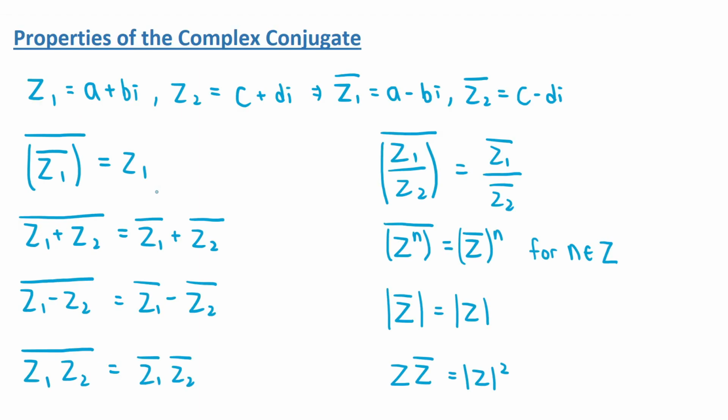So to recap, here are all the properties of the complex conjugate that we went over in this video. If you take the conjugate of a complex number twice, the result is the original complex number. There is one for each of the 4 basic operations, as well as for exponentiation with integer exponents. There are also 2 properties of complex conjugates involving the absolute value.